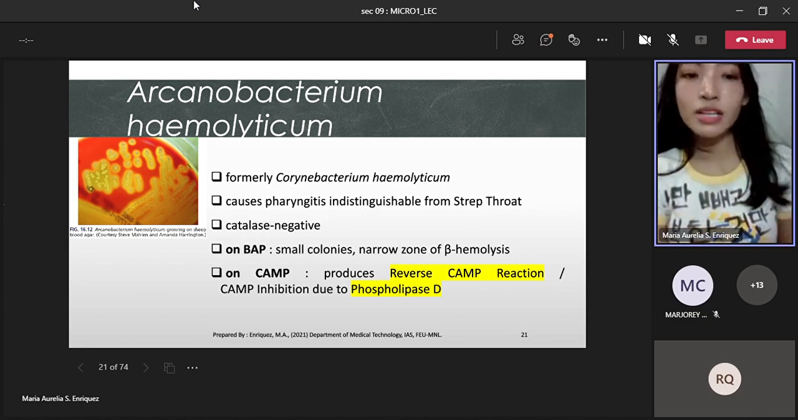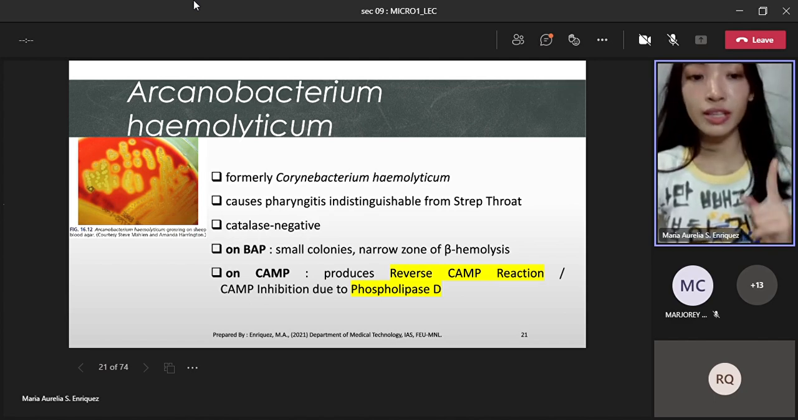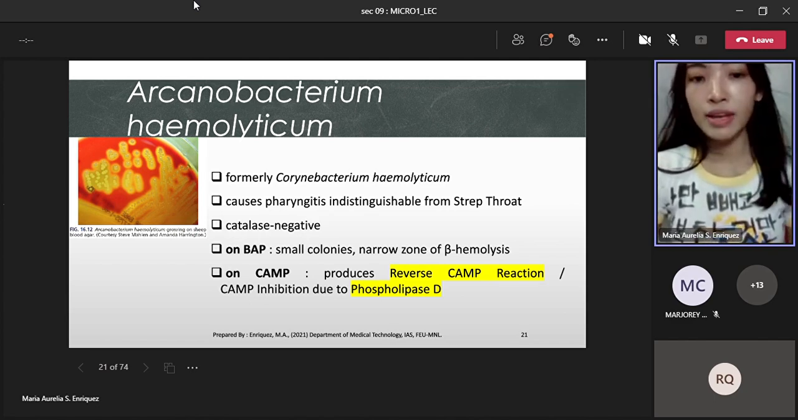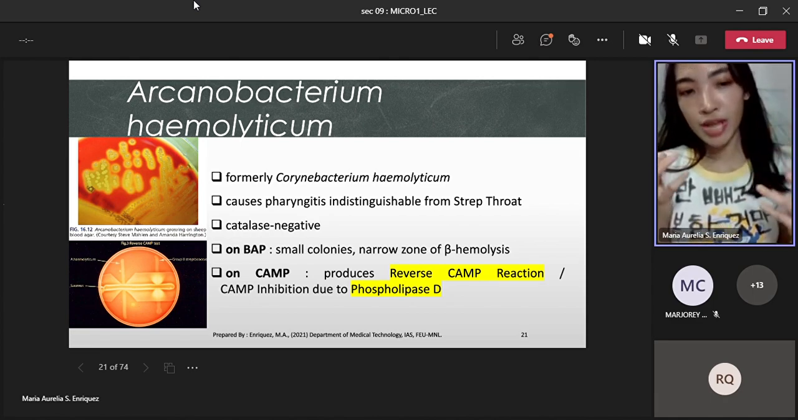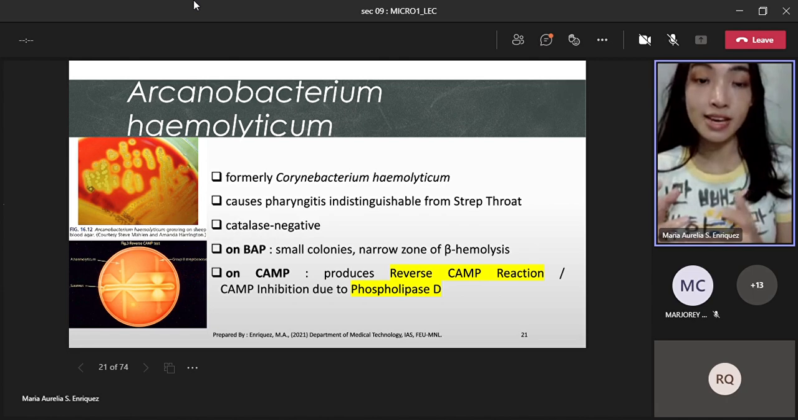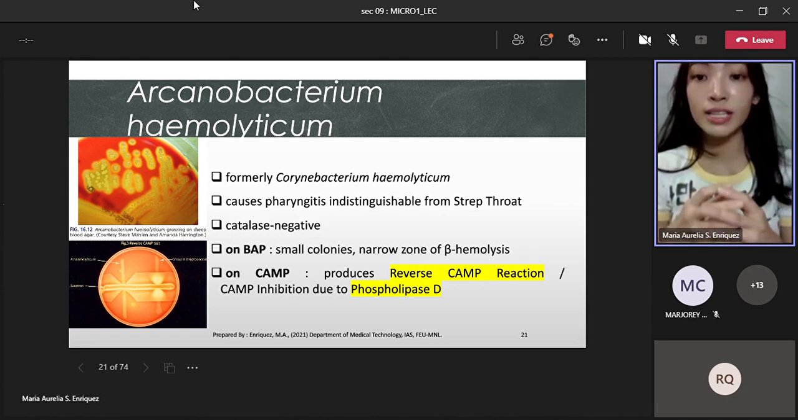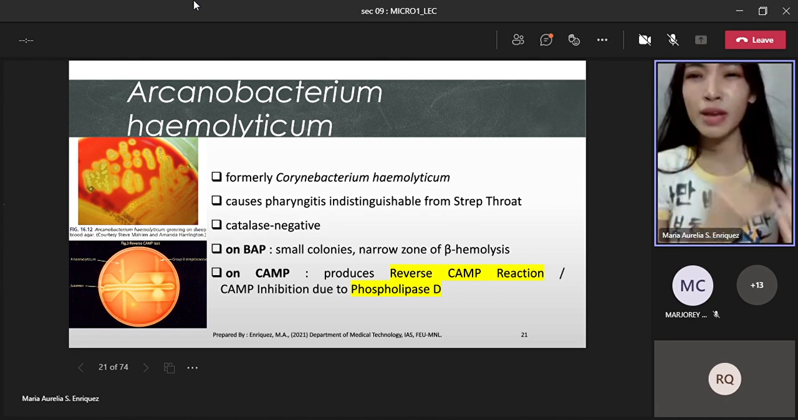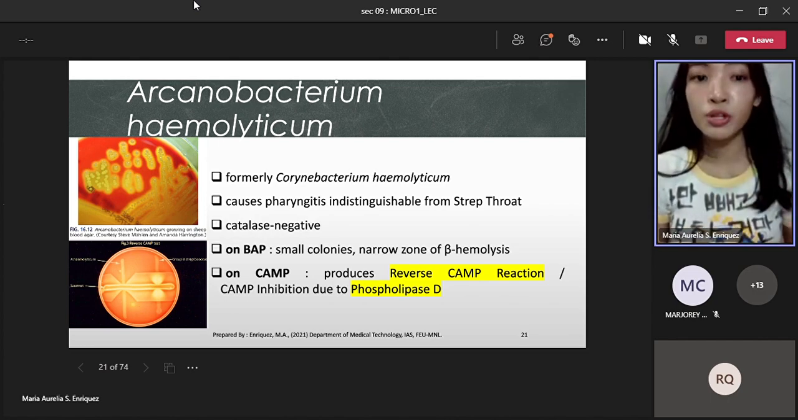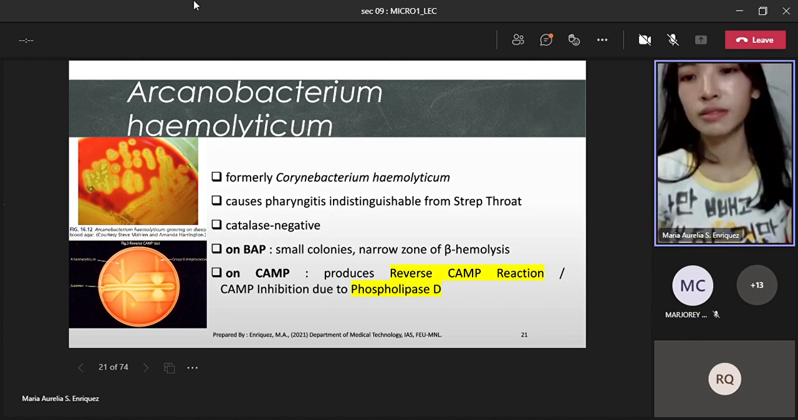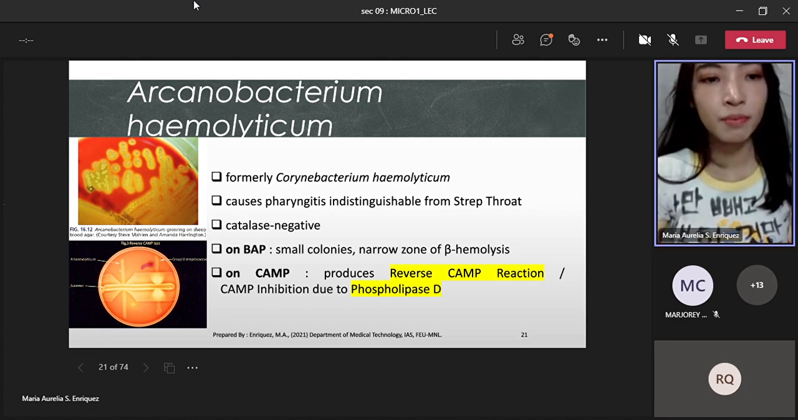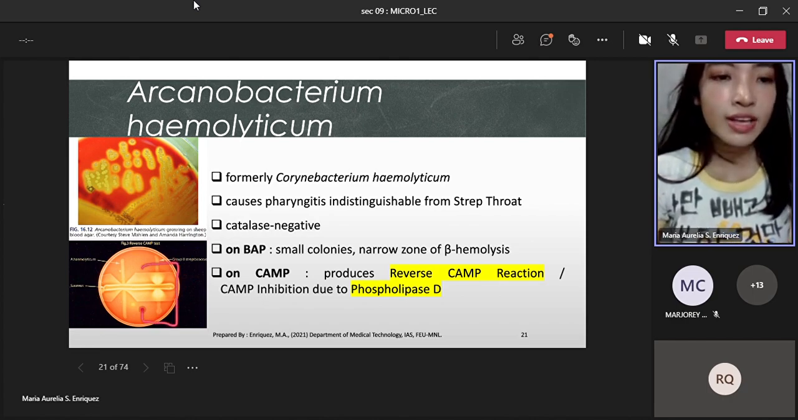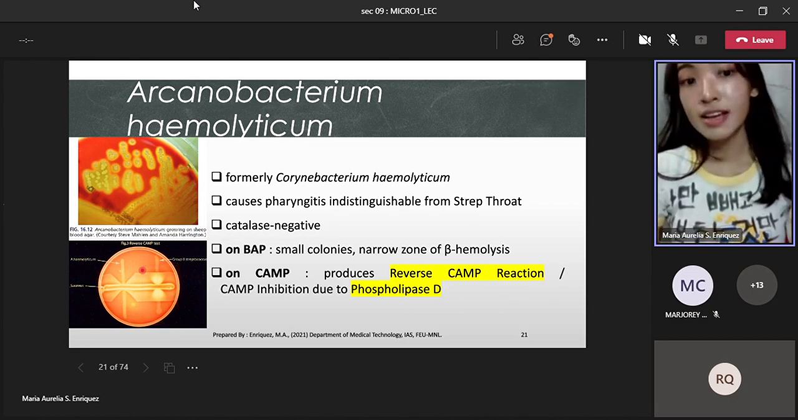So kabaliktaran po nito yung result ng Arcanobacterium haemolyticum. Ang mangyayari is yung beta lysin that is produced by Staph aureus, it would react with the phospholipase D that is produced by Arcanobacterium haemolyticum, and it would inhibit or lessen the capability to produce hemolysis. Okay? So ayan po. If we would look at this photo to the lower left, ayan po, ito yung example dito sa kanan ng plate. Ito yung example ng isang positive CAMP test.